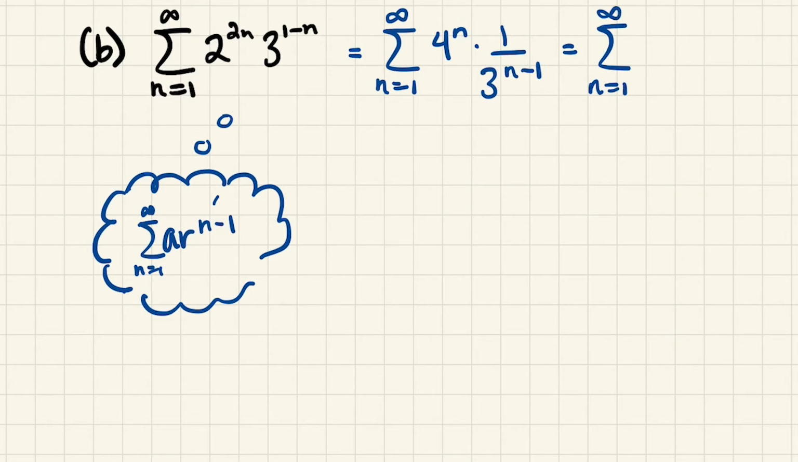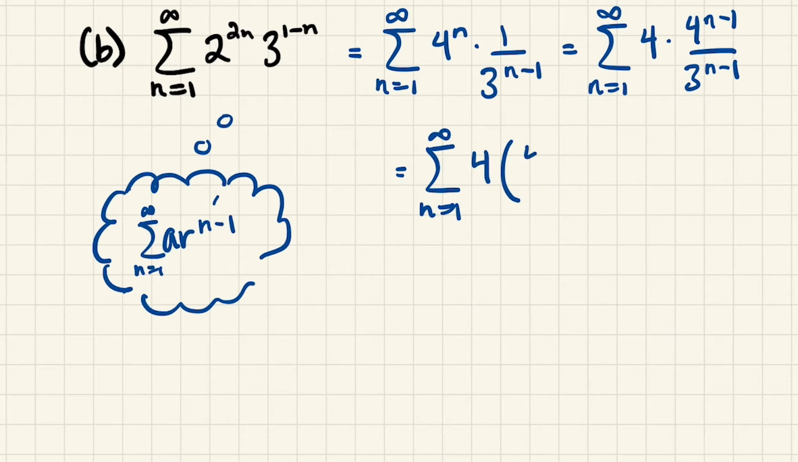Well, wouldn't it be nice if we had 4 to the n minus 1 as well? Because then we could combine it with the 3 and we'd have 4/3 to the n minus 1, and that could be our r value. Well, we could easily do that by just splitting 4 to the n into 4 times 4 to the n minus 1 over 3 to the n minus 1. And then we have 4 times 4/3 to the n minus 1. And aha, we can now see that our r value is 4/3.